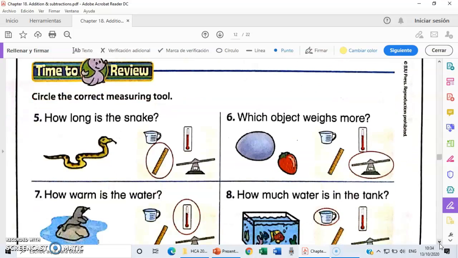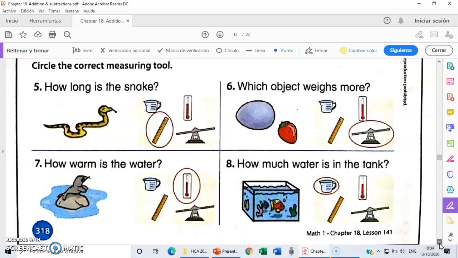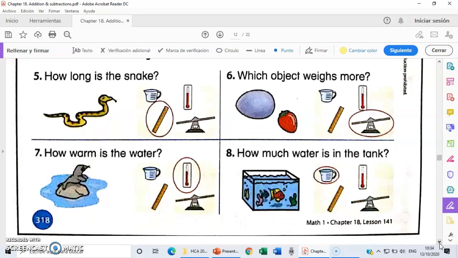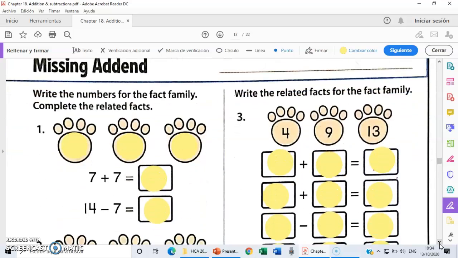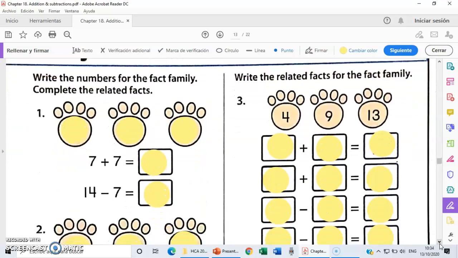You can use this one, it's related, time to review, but I'm not going to go through this. I want you to start doing the exercise for today. So today you have fact families for 13 and 14 missing addend. So we're going to start with these two exercises.